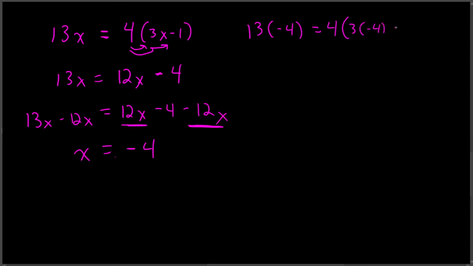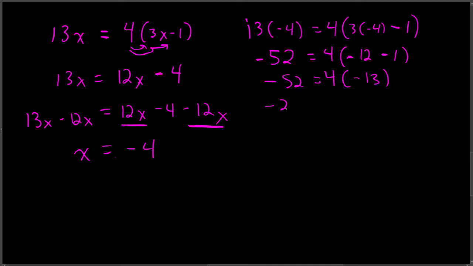And again, I'm using the parentheses to keep track of what I'm doing. Let's see, 4 times 13: 4 times 3 is 12, carry my 1, 52. And it was a positive times a negative, so it's negative 52. And in here, I have to start inside my parentheses. So 3 times negative 4 is negative 12, minus 1, and that gives me negative 13. Whoops, rewrite that. And that gives me negative 52. So it checks.